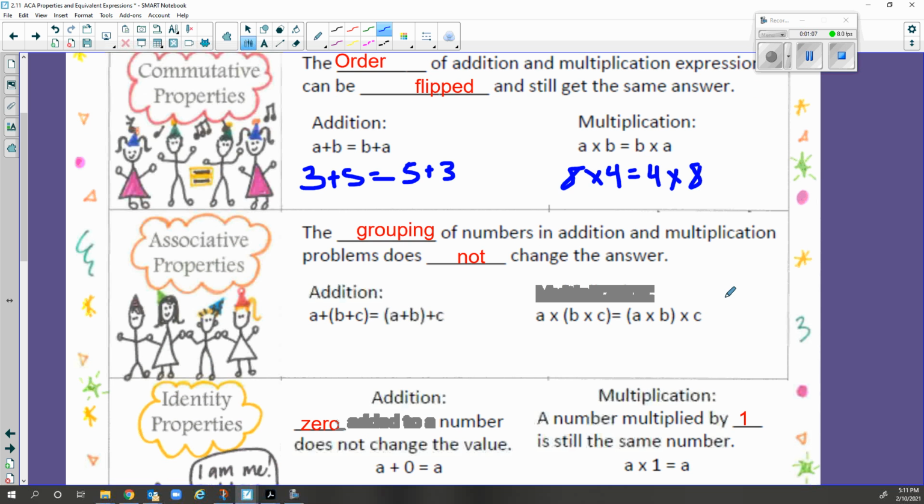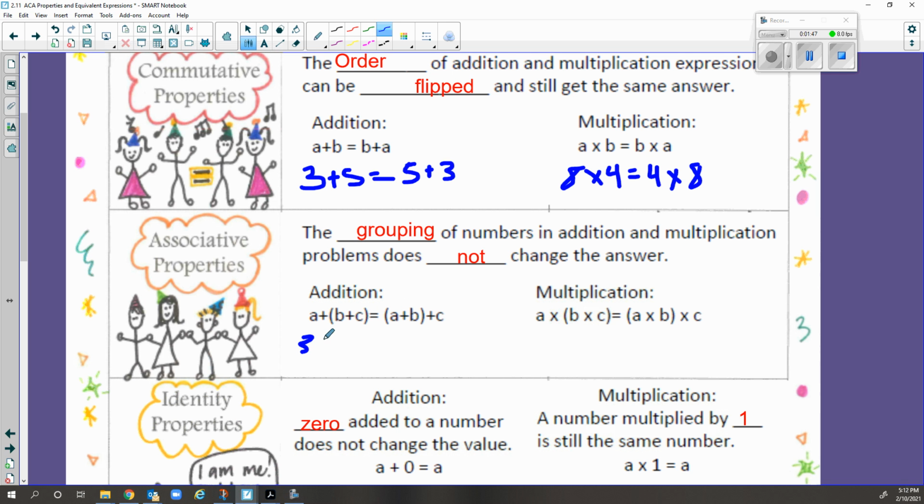The next property is the associative property. The associative property is the grouping of numbers in addition and multiplication problems does not change the answer. So we just learned about grouping when we did our order of operations. And the really cool part about that is if it's all addition, only if it's all addition, we can change the brackets. It's not going to change our answer. The order at that point won't matter because it's all addition. So I could do b plus c, then plus a, but that would be the same as doing a plus b first, then c.